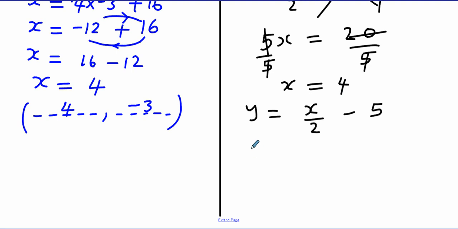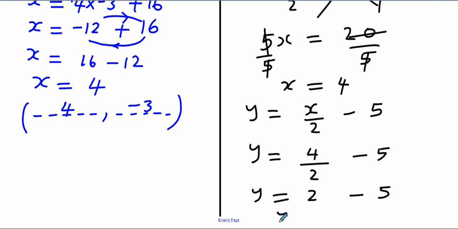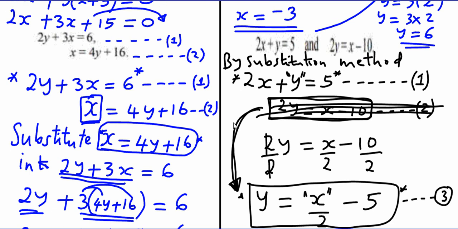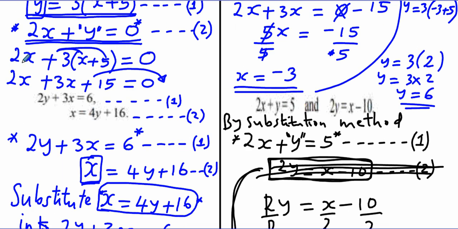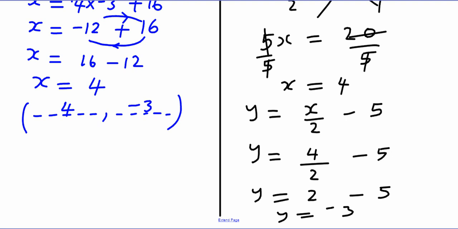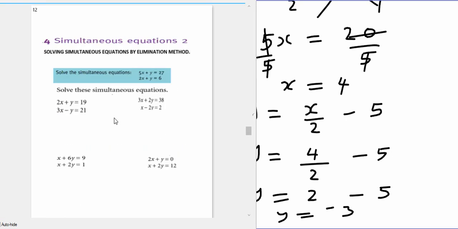I already know the value of x, so y equals 4 over 2 minus 5. That equals 4 divided by 2 is 2, minus 5. y will be equal to 2 minus 5, which is negative 3. See that? This marks the end of this page. You can pause the video and try to take notes and write them on your worksheet. Let's continue.